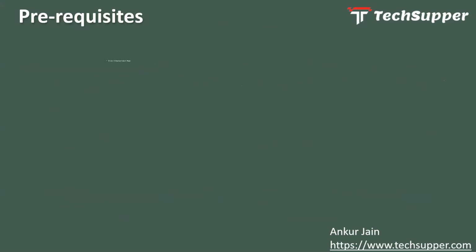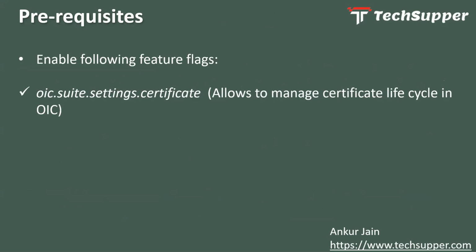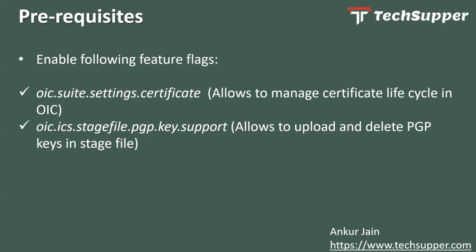So before I start, I'll let you know what the prerequisites are to use these features. You have to enable feature flags like oic.suite.settings.certificate, which will allow you to manage certificate lifecycle in OIC. With the help of this feature flag, you will be allowed to upload PGP keys from the certificate sections. You need to enable one more feature flag, which is called oic.ics.stagefile.pgp.key.support, which will allow you to upload and delete PGP keys in a stage file.